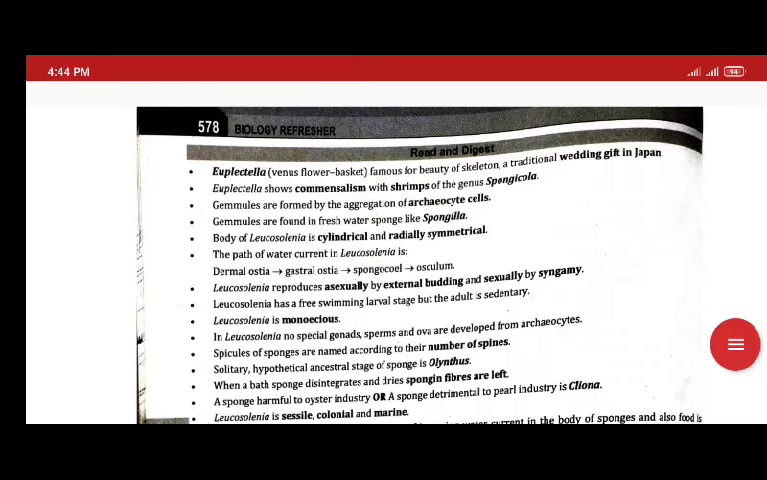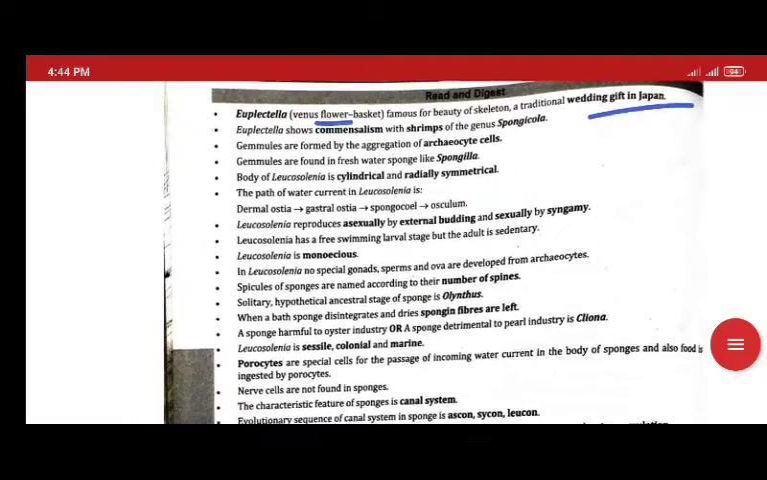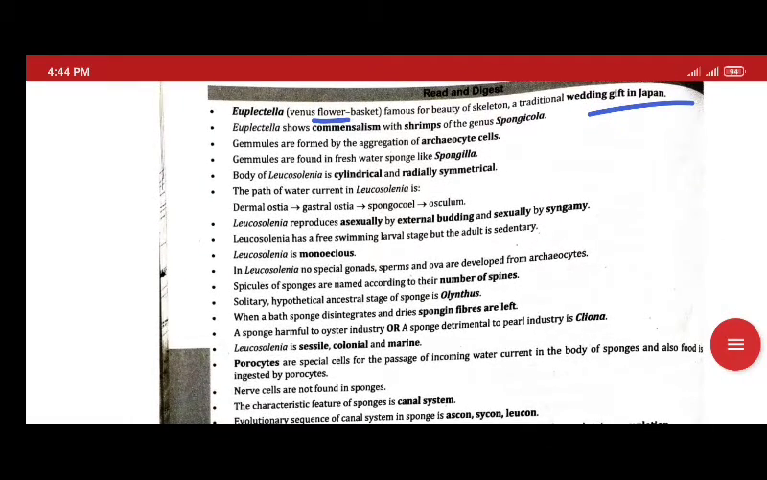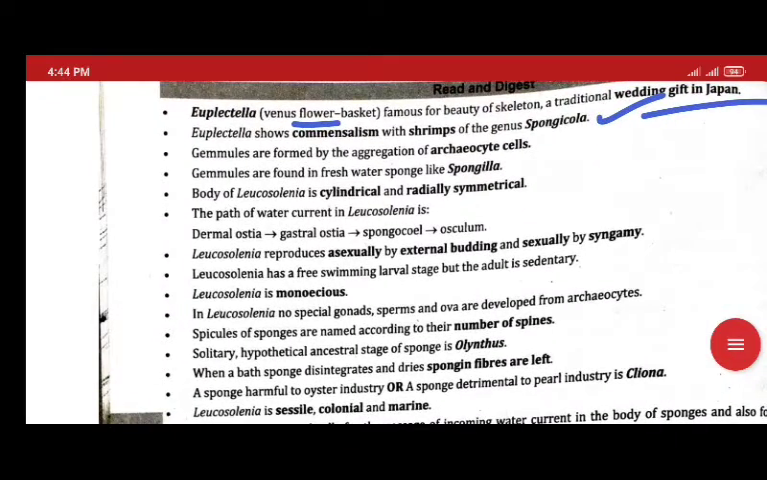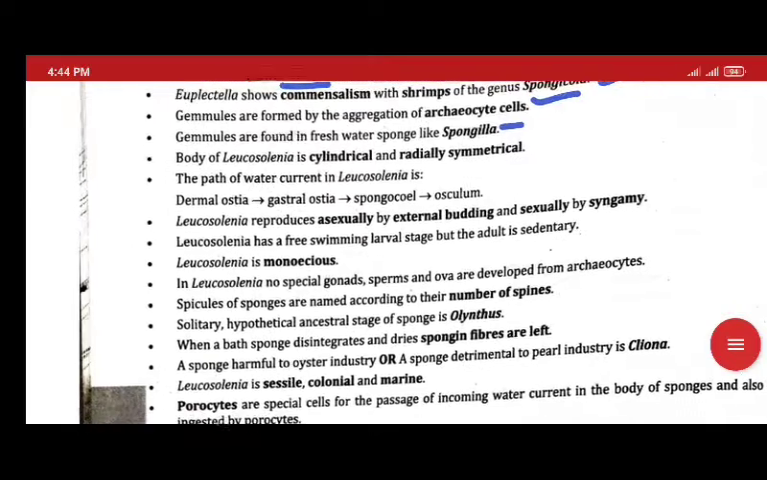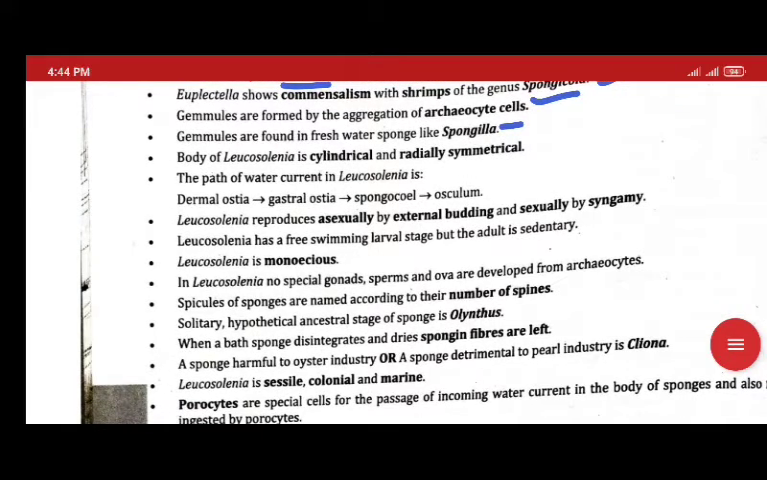Euplectella is Venus flower basket, in Japan wedding, that is given as gift because of its beauty. Euplectella commensalism with shrimp. So commensalism means both has got what benefited. Gemmule is the formation of archaeocyte. Gemmule is formed by archaeocyte because archaeocyte is like mother cell, that is your genital cell. Gemmule in freshwater is Spongilla. We should remember this.